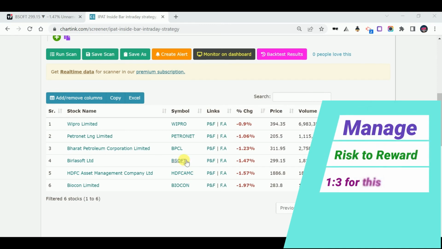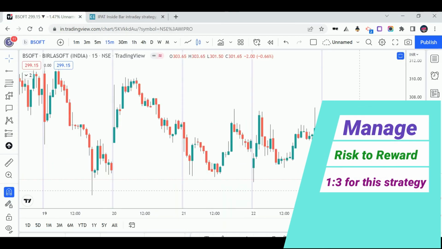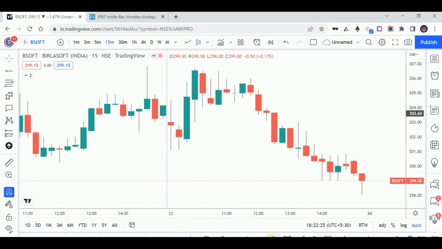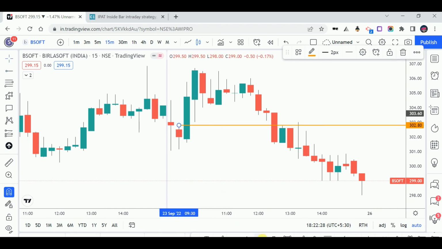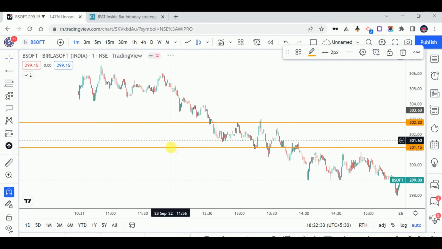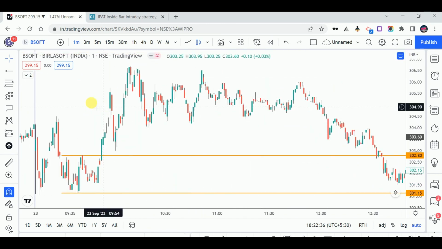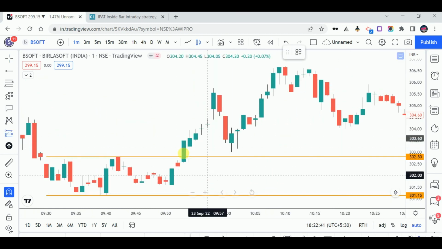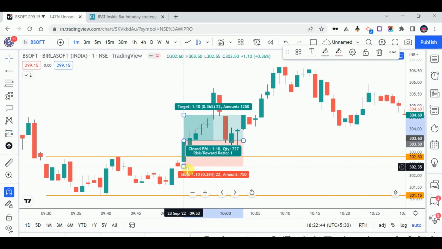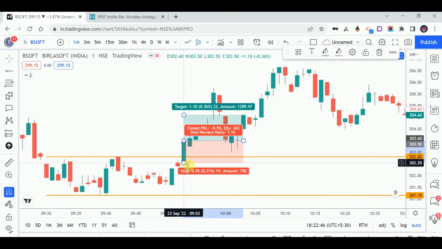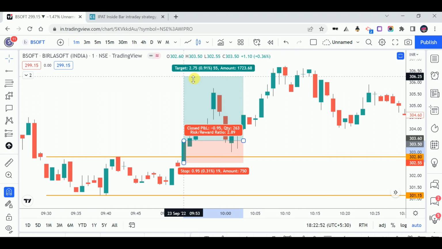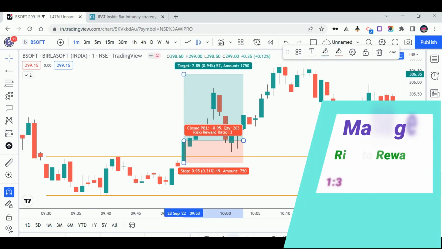Next stock is Bsoft. I have loaded the 15 minute chart for Bsoft. This is the second bar, which is the inside bar. I will mark the high and low of this 15 minute bar. I will go to the 1 minute time frame and identify the signal candle. So the signal candle is formed here. I will enter into the long position at the high of this candle. I will put the low of this candle as a stop loss, and I will go for 1:3 risk to reward, which has been achieved in this case.